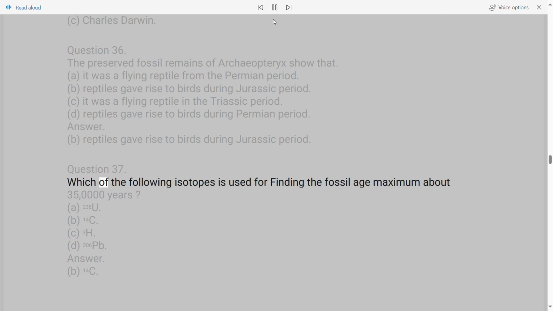Question 37. Which of the following isotopes is used for finding the fossil age, maximum about 35,000 years? A. 238U. B. 14C. C. 3H. D. 206Pb. Answer. B. 14C.